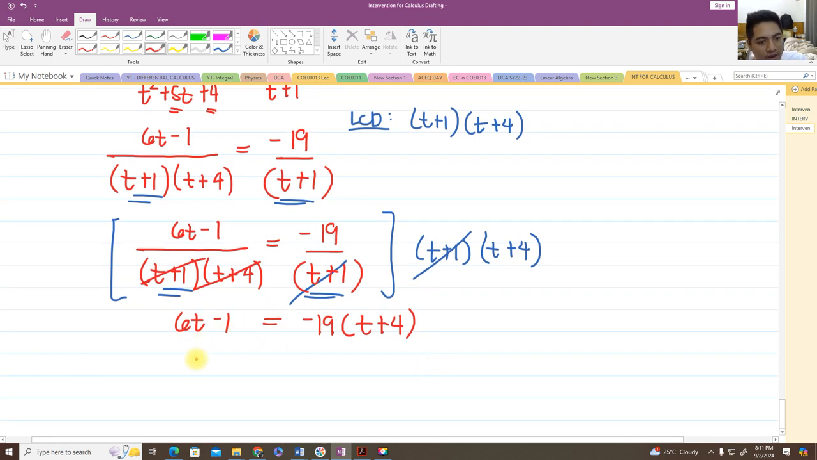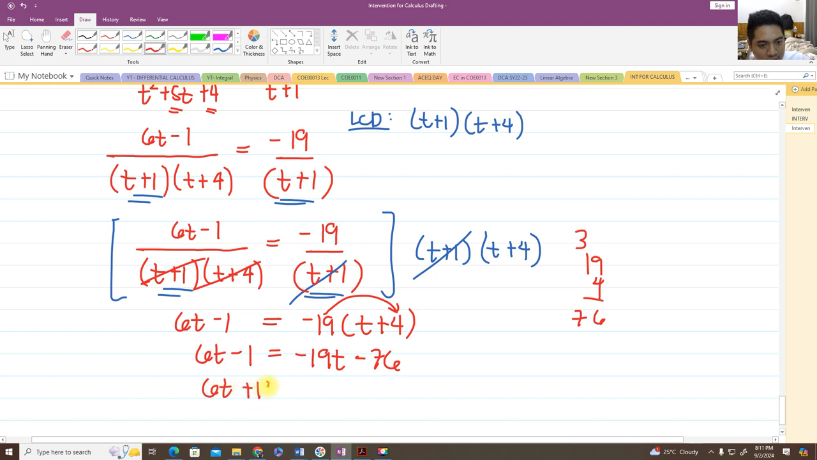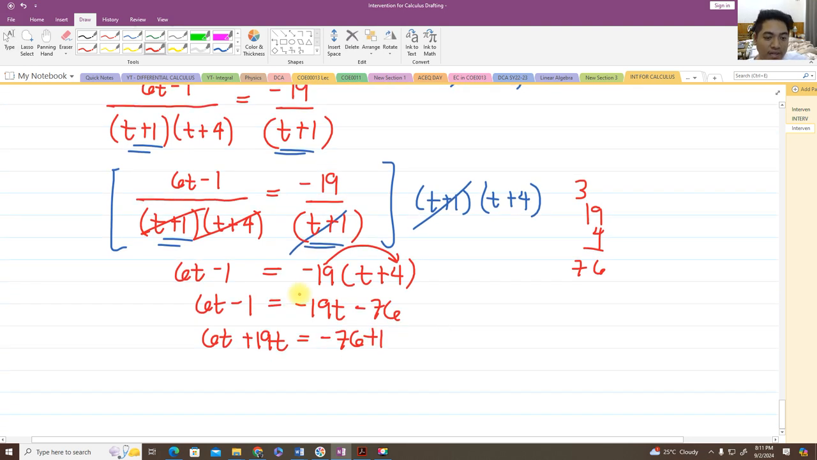Okay, so simplify, you have 6t minus 1 equals negative 19 times t plus 4. So we have 19 times 4, 76. But negative because of the negative here. So for the value of t, you have 6t plus 19t equals negative 76 plus 1. Now we just transpose negative 19t, it becomes positive 19t. We transpose negative 1, it becomes positive 1. So you have negative 75.